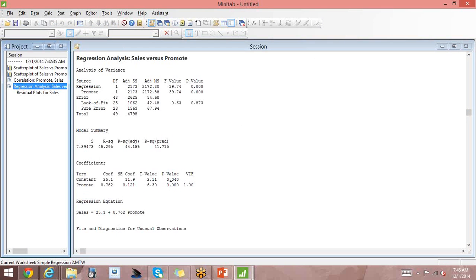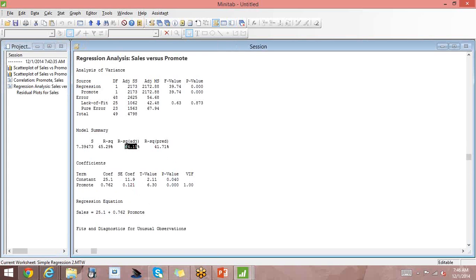Here the p-values are less than 0.05 for the constant, which is the coefficient kind of, and then promote. Promote is our x. For both of these, the p-value is less than 0.05, which indicates that both constant and promote are statistically significant in defining your sales.